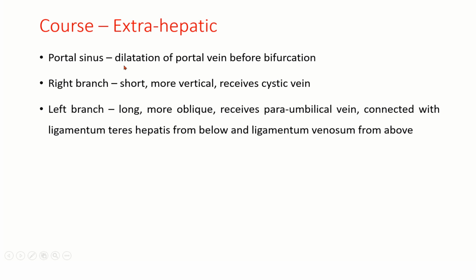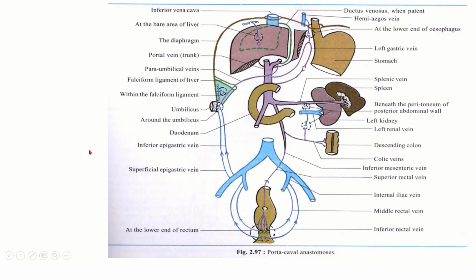Portal sinus is a dilatation of portal vein before bifurcation. The right branch is short and more vertical, and receives cystic vein. The left branch is long and more oblique, and receives paraumbilical vein. So this point you should remember. The one tributary which drains into the right branch of portal vein is the cystic vein, and one tributary which drains into the left branch is the paraumbilical vein. This left branch is also connected with ligamentum teres hepatis from below and ligamentum venosum from above.